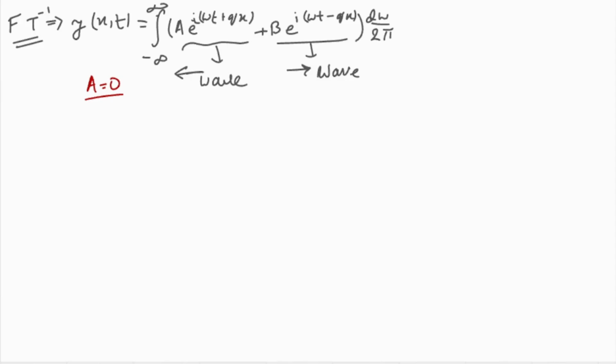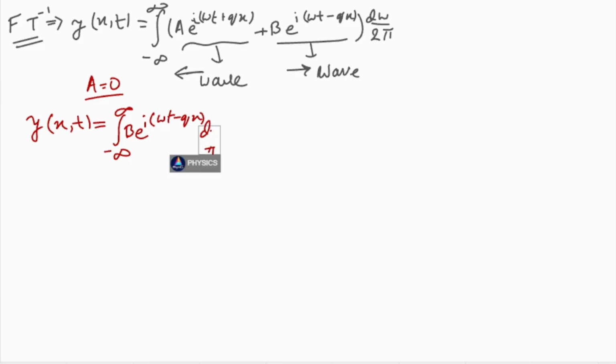Fine then. So what next? If that becomes 0, then we have y as a function of x and t is nothing but the integral of b e to the i omega t minus qx, d omega by 2 pi.